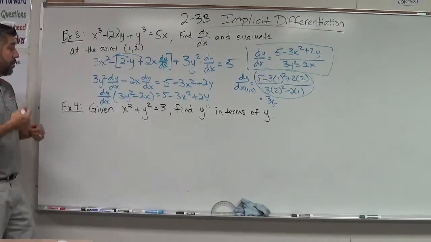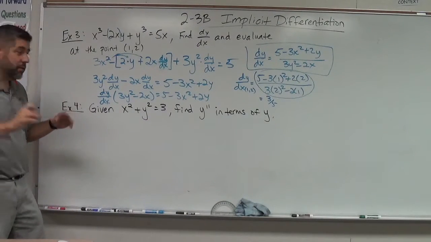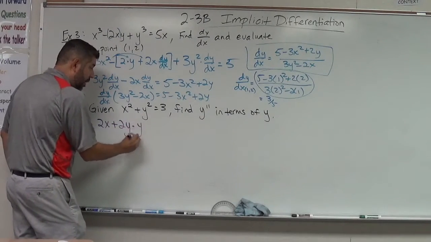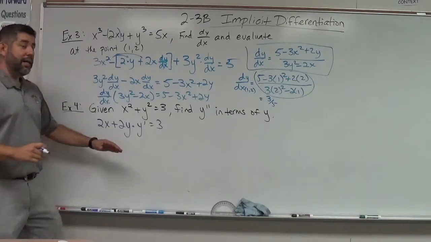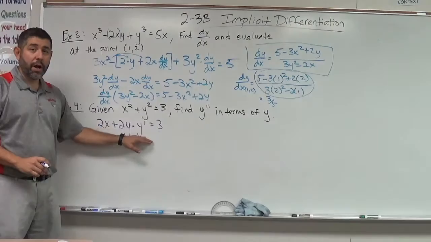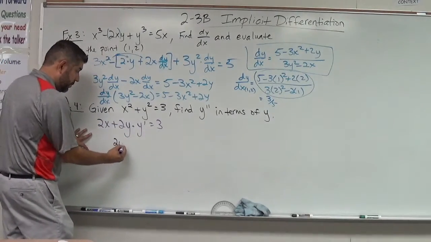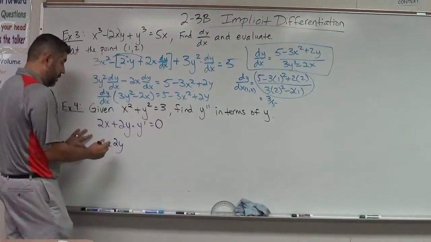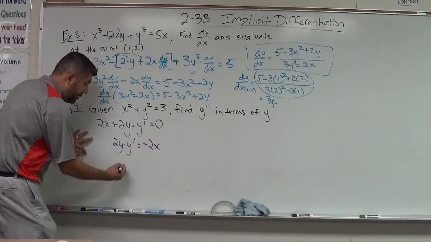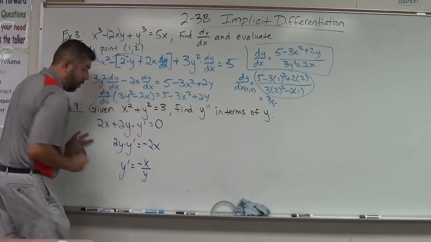Given x squared plus y squared equals 3, find y double prime in terms of y. So we're going to take the derivative implicitly. 2x plus 2y times y prime equals 0, not 3. Now, I need to find y double prime. So I am going to solve for y prime here. So we're going to subtract 2x. So 2y y prime equals negative 2x. Divide by 2y, and I get y prime equals negative x over y.